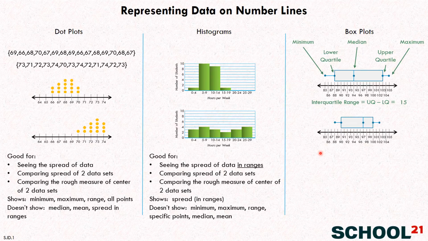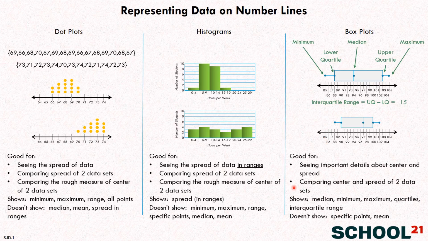Which has a higher median? The second one. The bottom one, right? Which has a higher maximum? The top one. And how about the higher minimum, or the lower minimum? The bottom one, okay? So box plots are really great for giving you a lot of information.